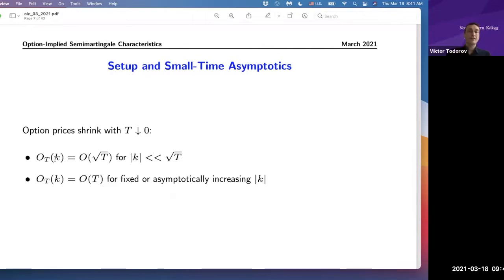And so if you're looking at options which are around the money, the rate at which they shrink to zero is this square root of t, where t is the time to maturity. But if you look at options which are away from the money, like a 10% out of the money put, for example, then this rate is actually faster, and that's the rate of t.